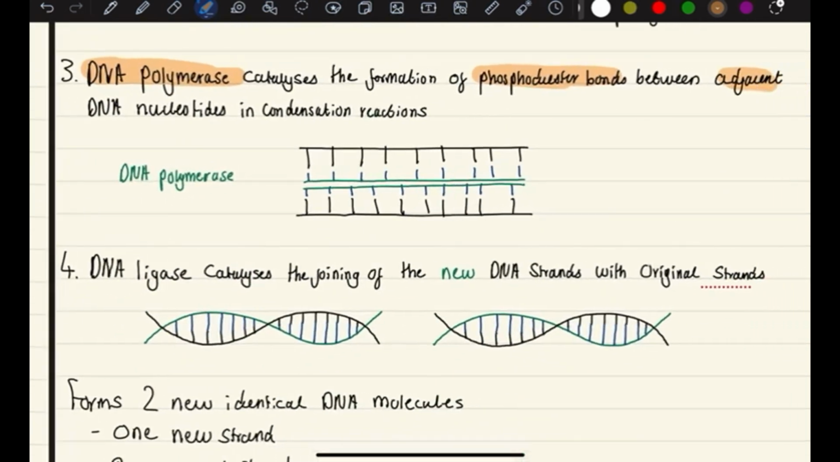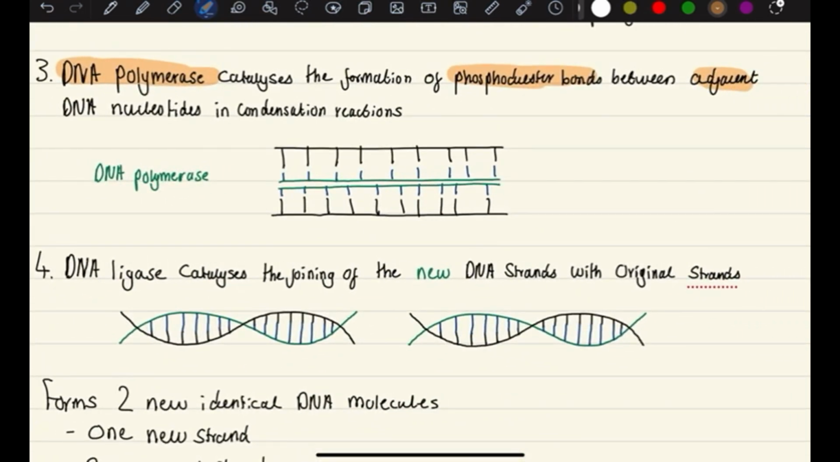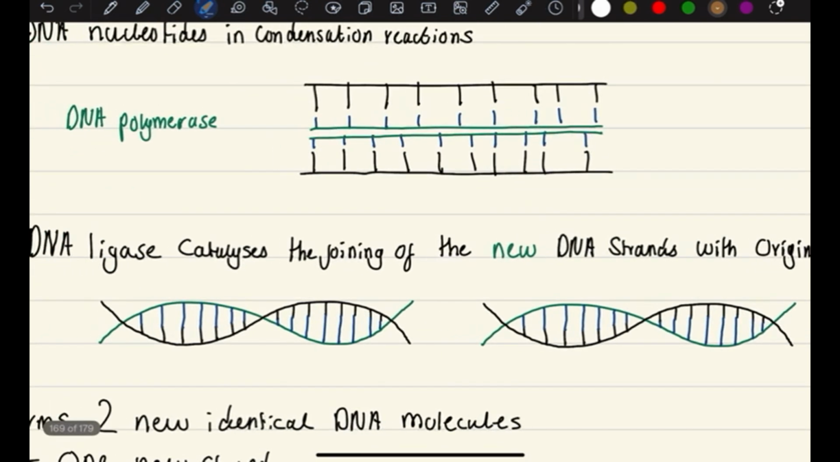Cool. Now, DNA ligase catalyzes the joining of the new strands of DNA with the original strands. So you can see here, you've got a green strand with a black strand. So at the end of DNA replication, we've got a new strand and an original strand making up a new DNA molecule. And we're going to get 2 new identical DNA molecules. That is the process of DNA replication.